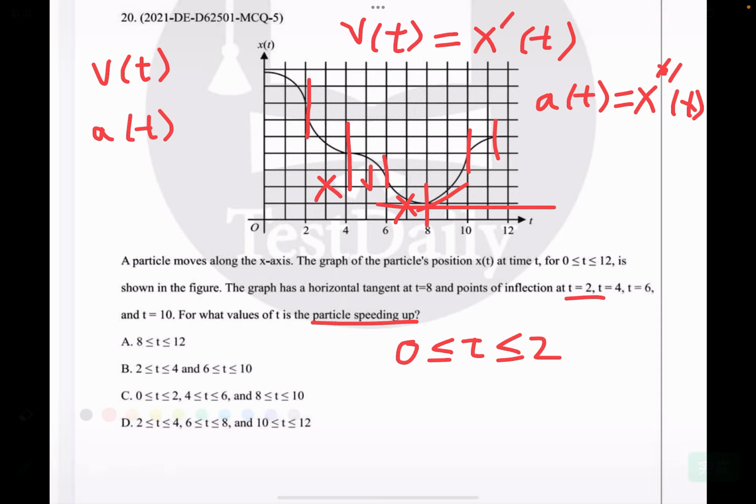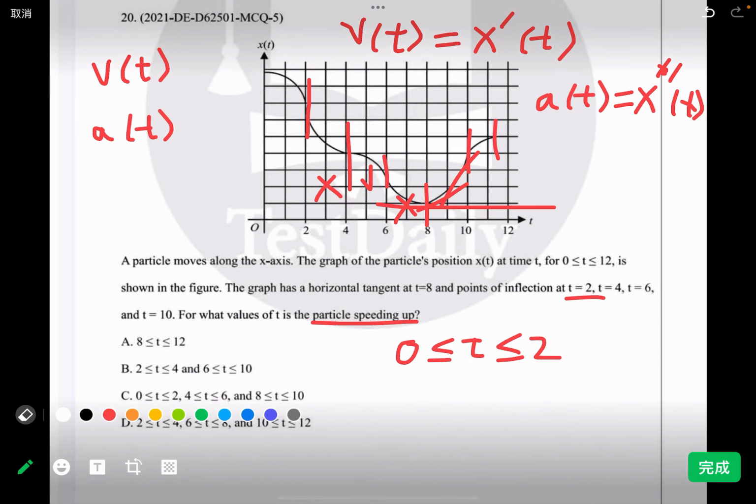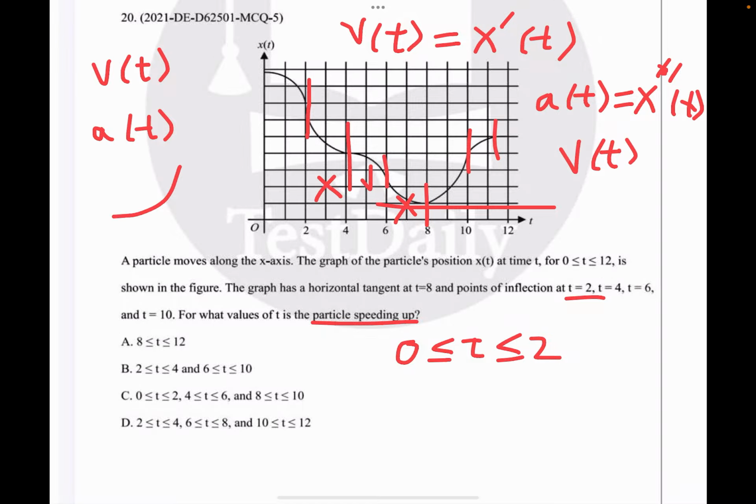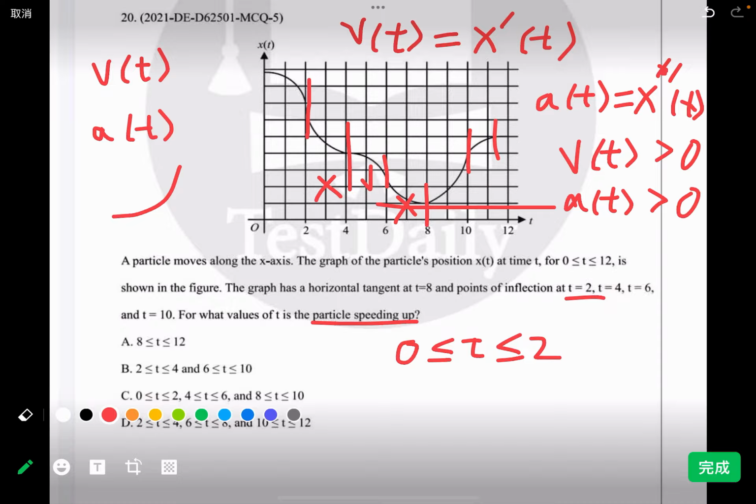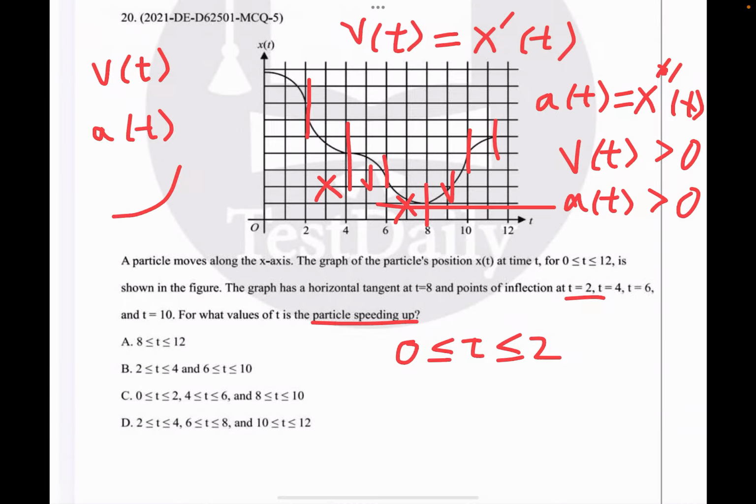the velocity is positive as the slope is increasing. And this shape means the graph is concave up. And concave up means the second derivative is positive. So both the velocity and the acceleration are positive. So this section from 8 to 10 is speeding up.